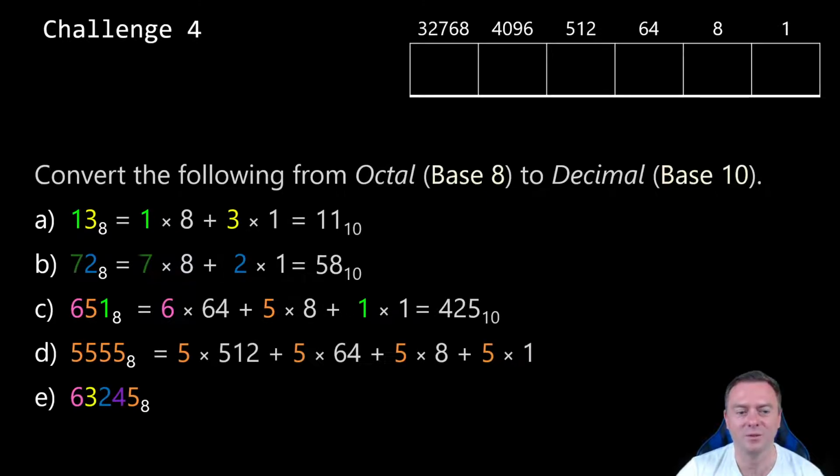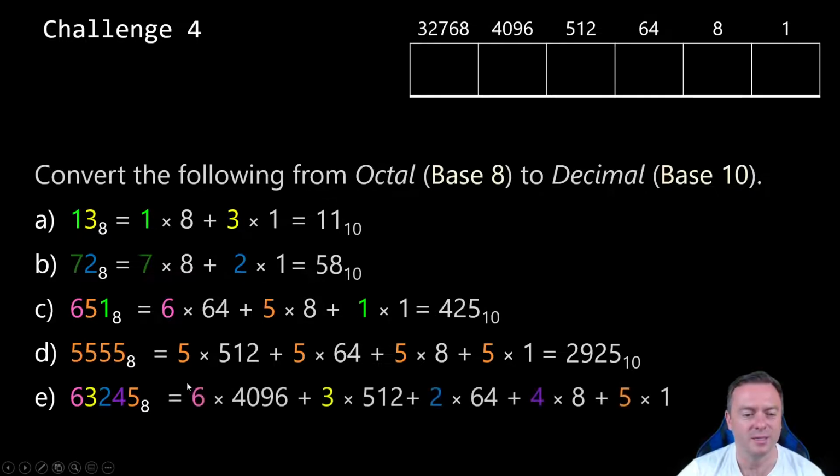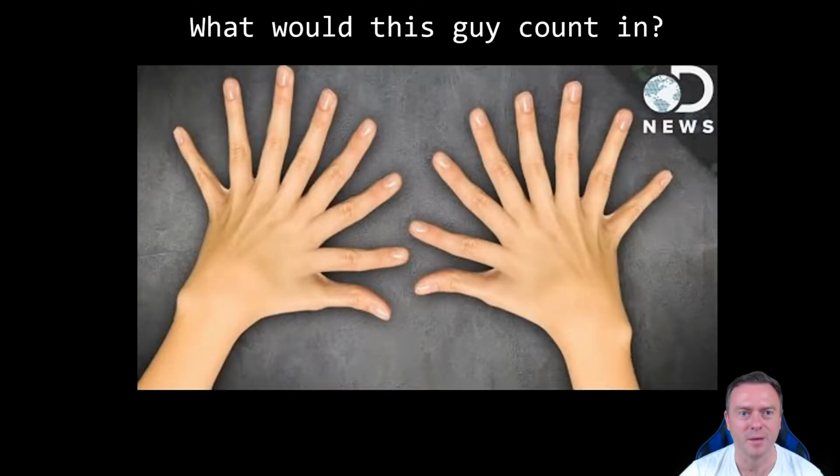Next one, then you would do 5 times 512, 5 times 64, 5 times 8, and 5 lots of 1, and then add them all together, so you get 2,925. Notice the octal version is slightly bigger than the decimal version. The last one, 63,245. You do 6 times 4,096 plus 3 times 512 plus 2 times 64 plus 4 times 8 plus 5 times 1, which then gives you 26,277. Awesome. Hopefully you've picked up on how the octal number system works now.